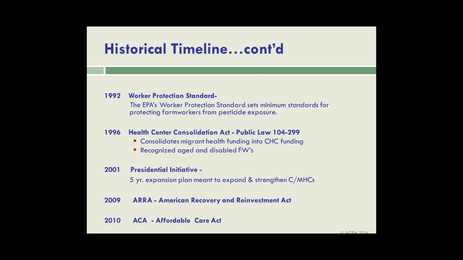In 2001, a new initiative was enacted by the Bush presidency. The presidential initiative called for a 5-year expansion plan to strengthen the safety net of community and migrant health centers. The initiative's goal was to double the number of people served and establishment of 1,200 new or satellite access points.